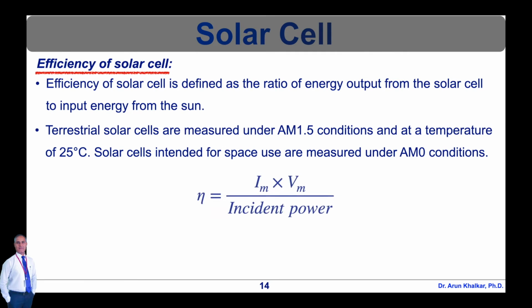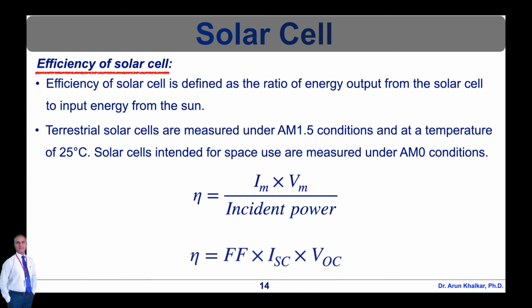So efficiency is represented by eta equal to Im times Vm divided by incident power. This equation we can also write as eta equal to fill factor times ISC times VOC. Usually the voltage developed by a solar cell is of the order of 0.6 volt, and the efficiency of conversion is about 15 to 21% for silicon solar cells.